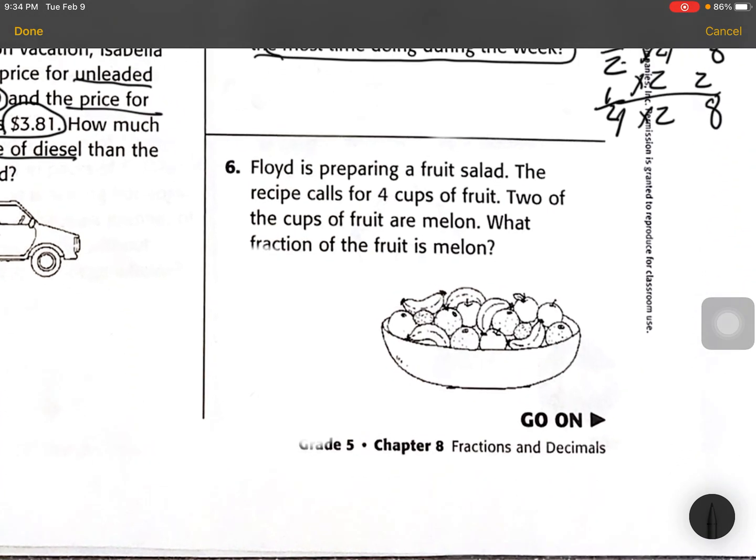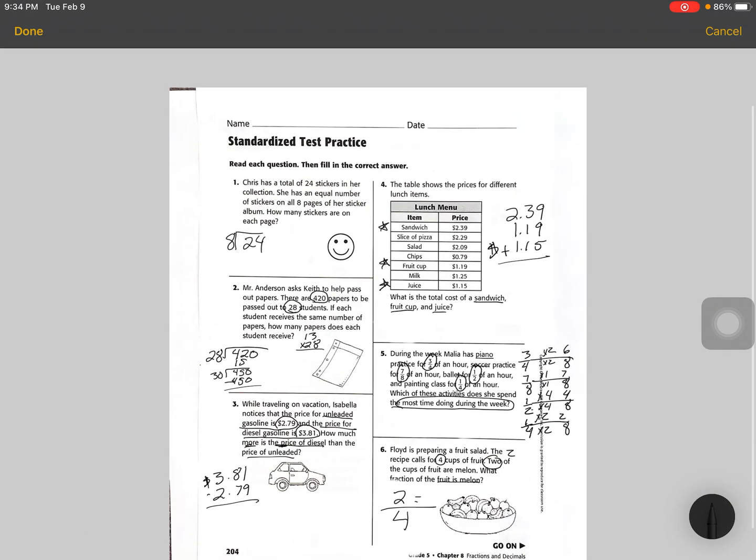Okay, Floyd is preparing a fruit salad. The recipe calls for 4 cups. That is the total number of cups in the salad, so that is your denominator. 2 of those cups of fruit are melon. What fraction of the fruit is melon? Well, 2 out of the 4 is melon, so you have 2/4, but that can simplify down to a smaller number. See if you can figure that out.